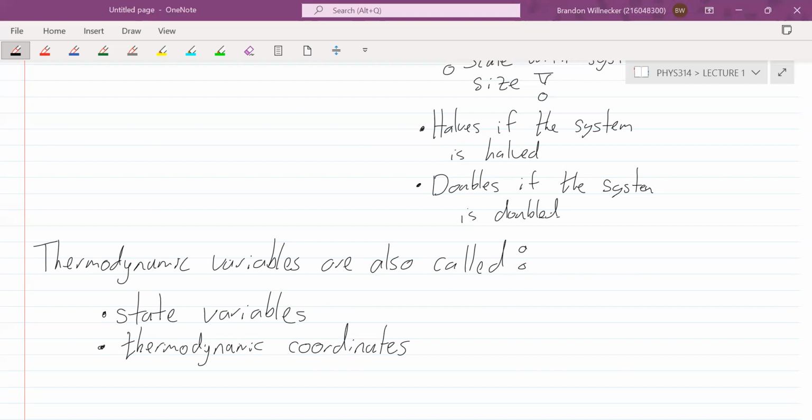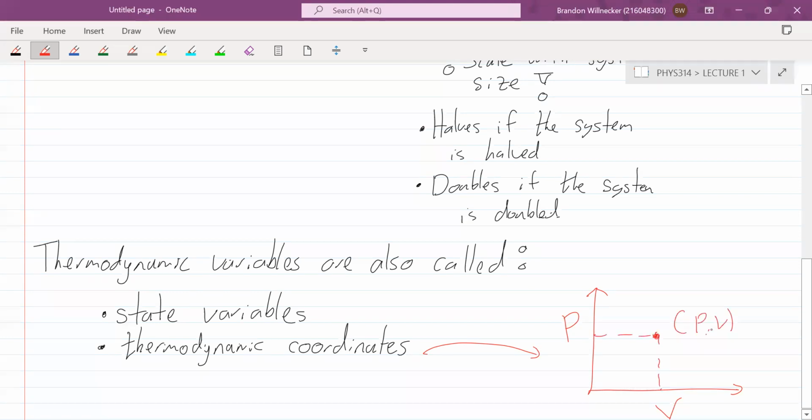Just a quick little thing on thermodynamic coordinates. Remember from yesterday when we looked at that PV diagram. So this was the macro state space where each point represents a macro state. You can see that given a macro state, we can coordinatize it using P and V. Okay, so using those thermodynamic variables, we can coordinatize the macro states. Okay, that's why we call it thermodynamic coordinates.